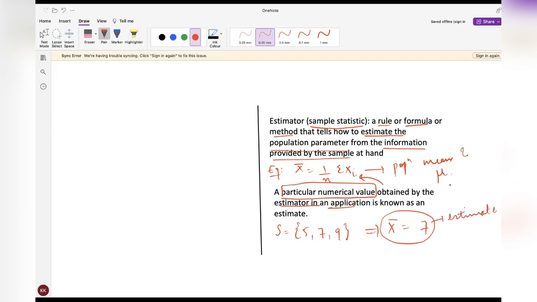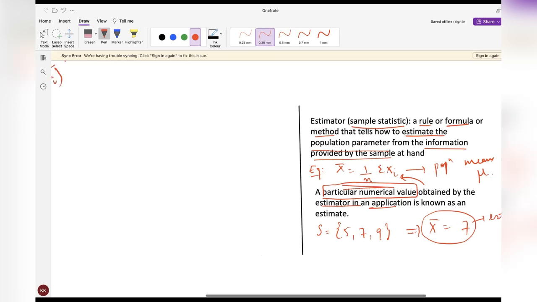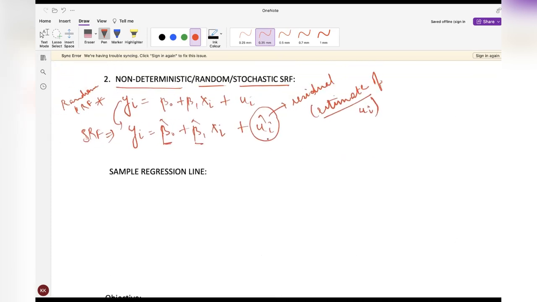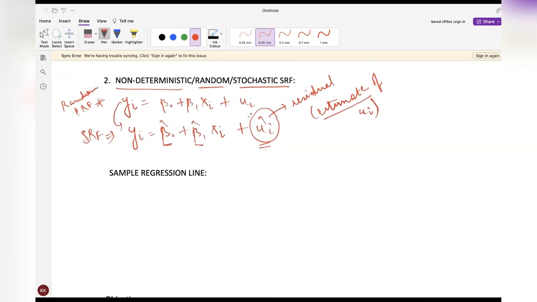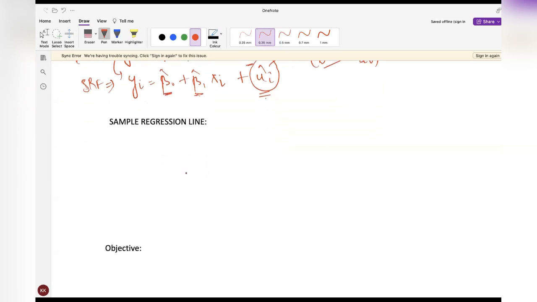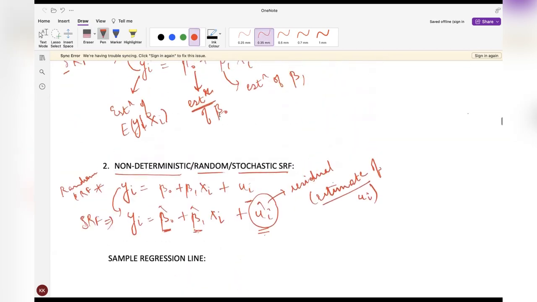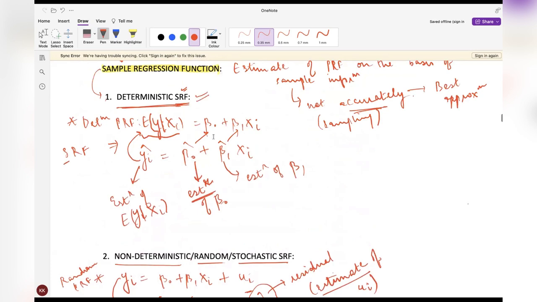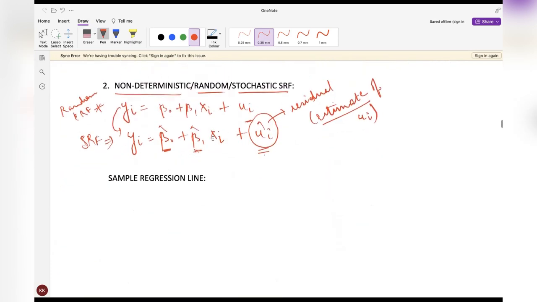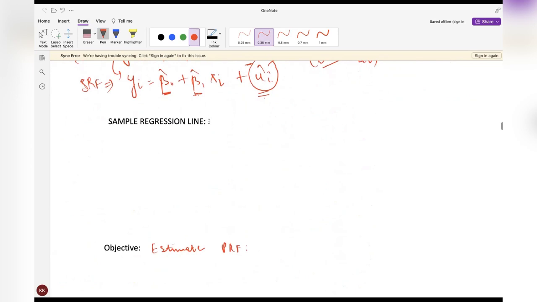And when we have not taken any particular numerical value, just the formula, that is my estimator. Right? So residual is actually the estimate of population error, and these are the estimators. Next, we have the concept of sample regression line. The graphical representation of a deterministic SRF is known as the sample regression line. So we had yi hat is equal to beta naught hat plus beta 1 hat xi.